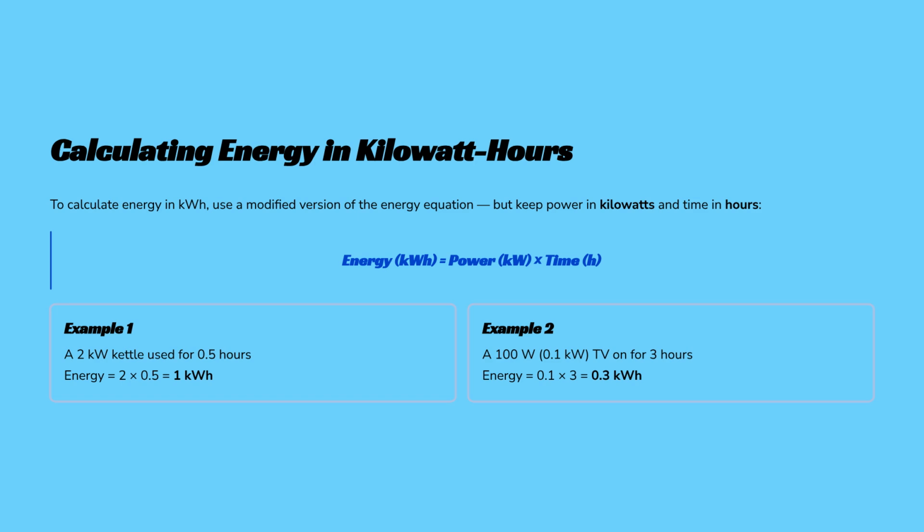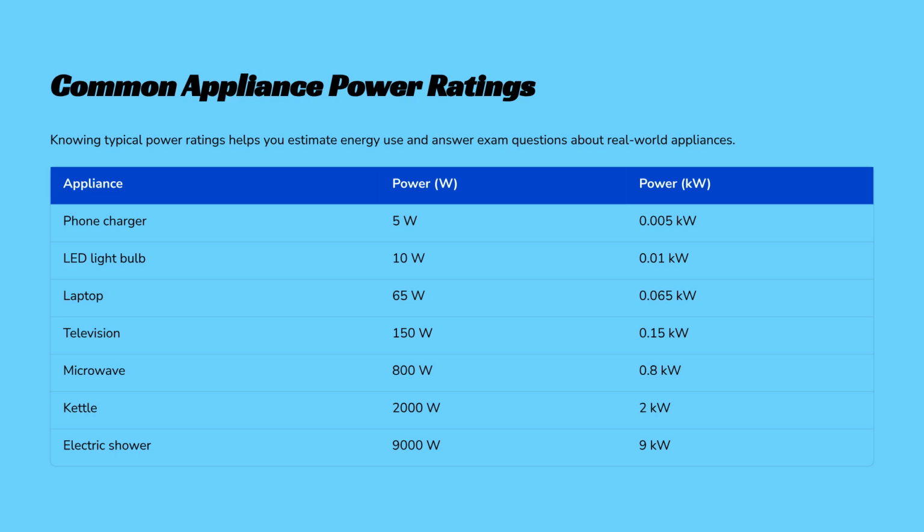To calculate energy in kilowatt-hours, multiply power in kilowatts by time in hours. For a 2-kilowatt kettle used for half an hour, the energy consumed is 1 kilowatt-hour. Familiarize yourself with these common appliance power ratings. Knowing these values helps you estimate real-world energy usage and confidently answer related exam questions.